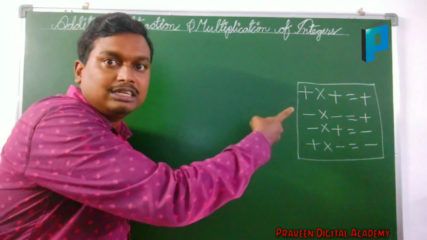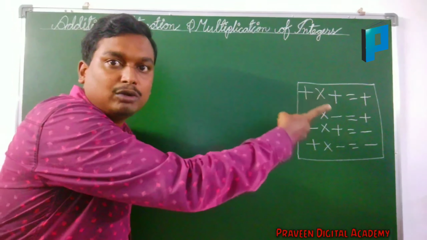Minus into minus is equal to plus. Plus into plus is equal to plus. Minus into plus is equal to minus. Plus into minus is equal to minus. By those 4 formulae, we will solve the multiplication of integers.